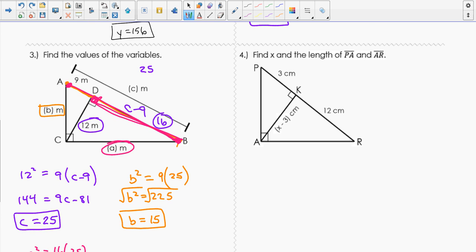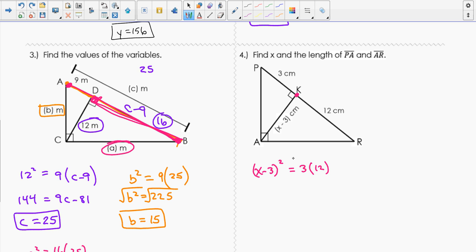Number 4 says find x and the length of PA and AR. So we're going to start with x. This right here is my altitude. So I'm going to do altitude squared, and make sure that I put parentheses around that whole thing, equals. It hits at K. The left side is 3. The right side is 12.